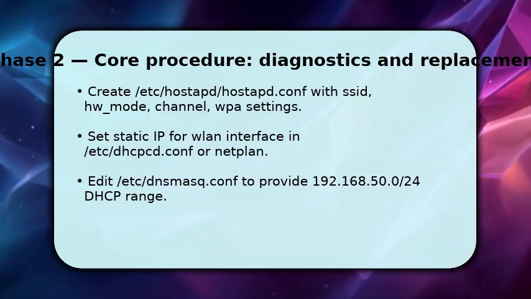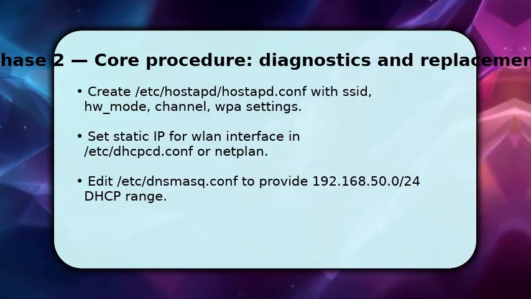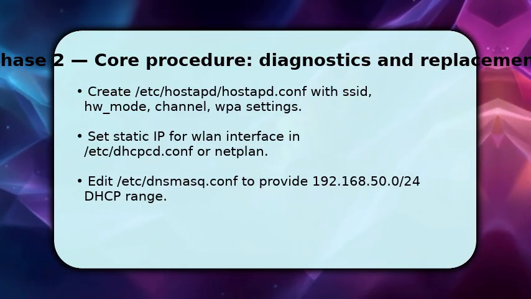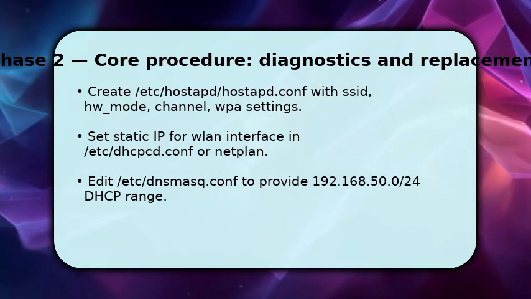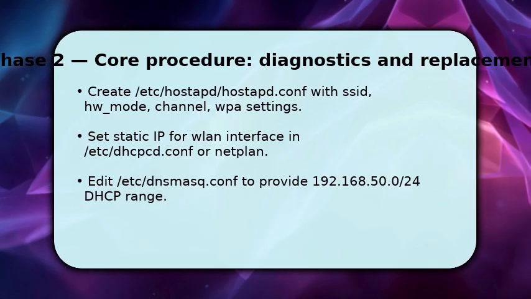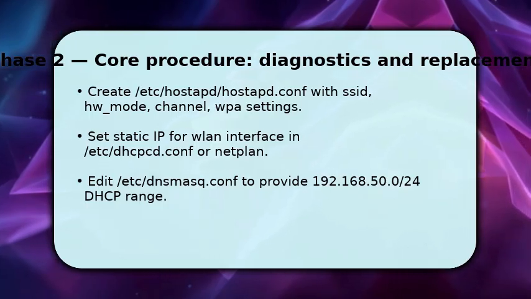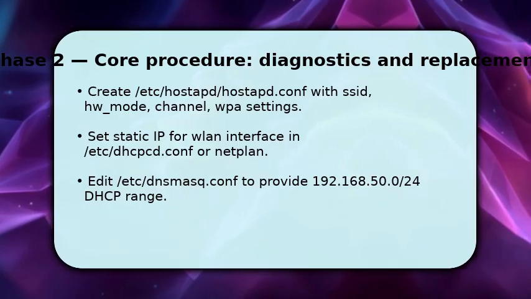In hostapd.conf, set SSID, interface, hw_mode equals g, channel, and a strong WPA2 passphrase. This controls the wireless network. Assign a static IP to the WLAN interface, commonly 192.168.50.1, using dhcpcd or Netplan. dnsmasq will hand out addresses within that subnet.